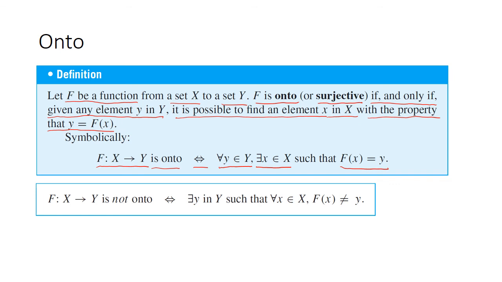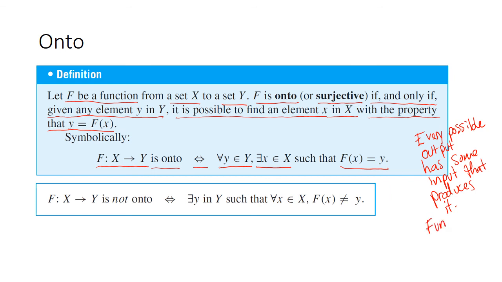such that f of x equals y. So basically what this is saying is every possible output has some input that produces it. Every possible output, so what I mean by possible outputs is everything in the codomain. Every possible output has some input that produces that output. So basically the function reaches every possible output. The function reaches the entire codomain.